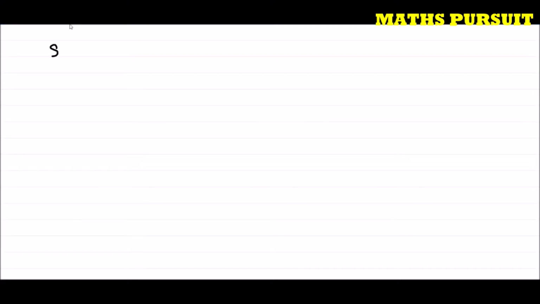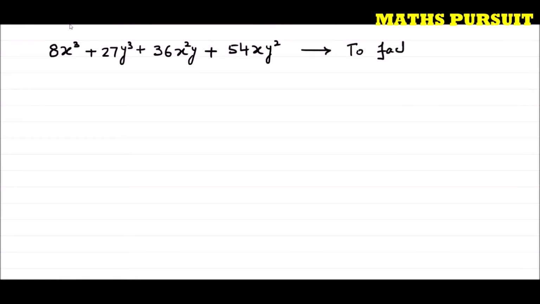Here the question has given us this polynomial: 8x^3 + 27y^3 + 36x^2y + 54xy^2. The question is asking us to just factorize this one. Now guys, let us see how we can do this.